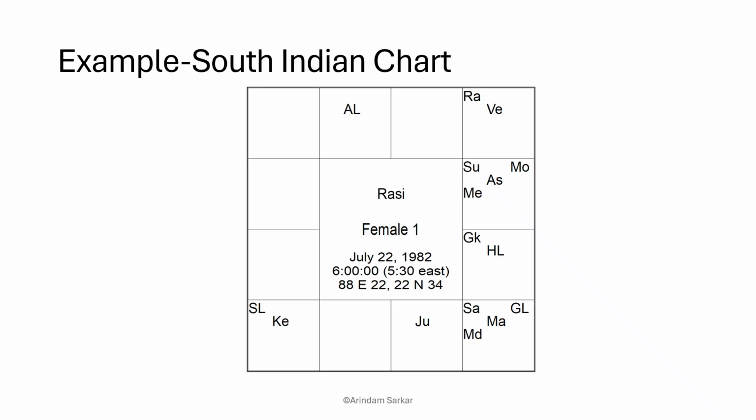Now I go to the second chart, the South Indian chart. In the South Indian chart, the left top corner is Pisces. Then this is Aries. It goes in the clockwise direction. Then it is Taurus, and so on. These 12 zodiac signs are represented in the clockwise direction, and it ends at Aquarius.